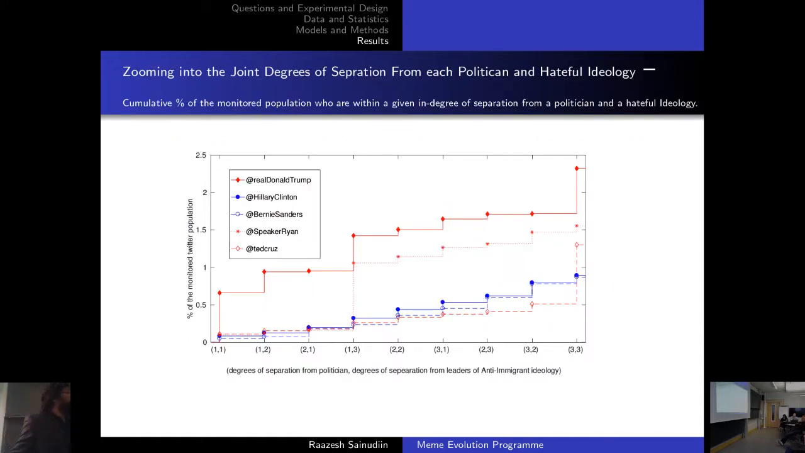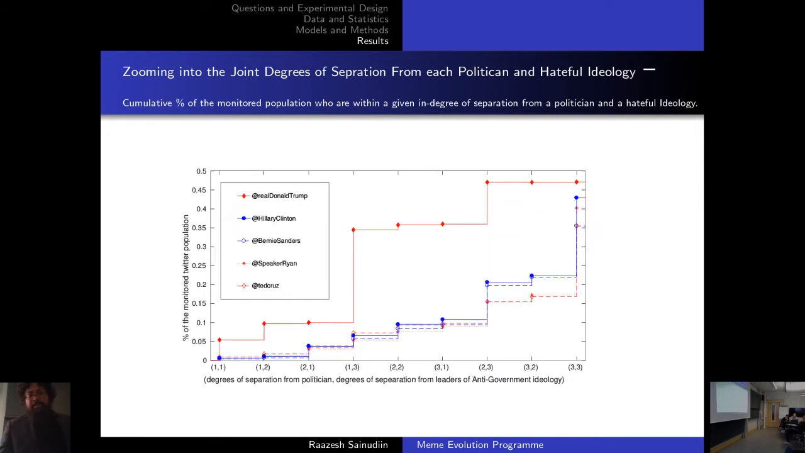So these plots are zooming into that small 5% and trying to show you the cumulative percentages of the monitored Twitter population broken down by each politician and each hate group. What I'm plotting on the x-axis is the ordered pair of the degrees of separation from a politician and the degrees of separation from leaders of a particular hate group. So this is the anti-immigrant group. You can see Trump is really dominating here.